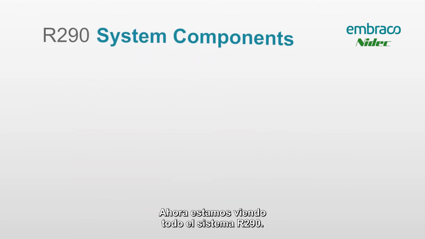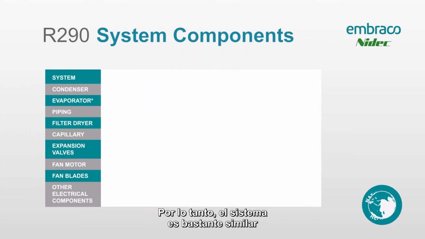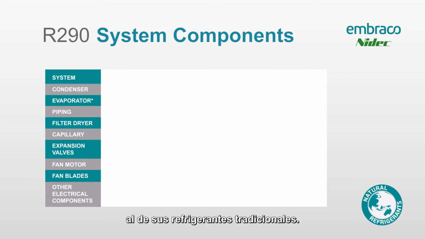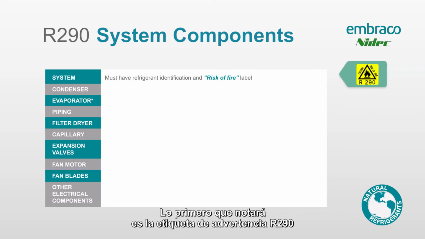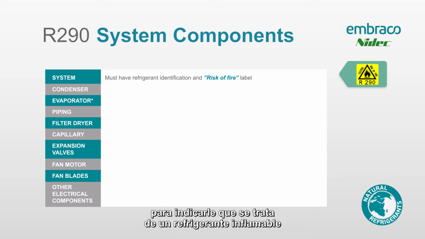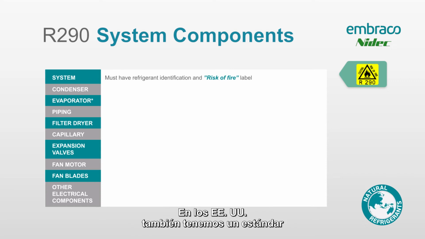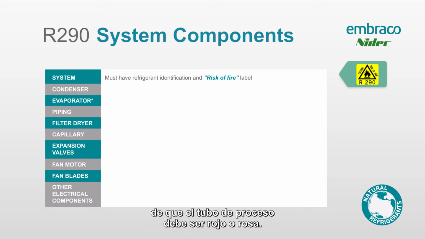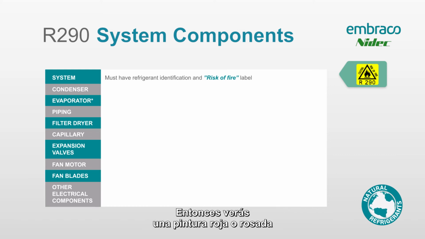Now we're looking at the entire R290 system. So the system is actually quite similar to what it was for your traditional refrigerants. The first change that you'll notice is the R290 warning label that needs to be attached to the compressor to let you know that there's a flammable refrigerant inside the compressor. In the US, we also have a standard that the process tube needs to be red or pink. So you'll either see it painted red or pink, or you'll see a sleeve on it that's going to be red or pink.